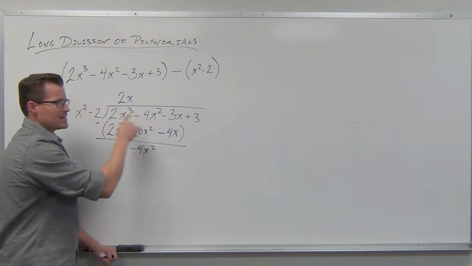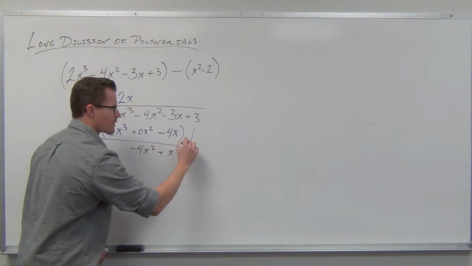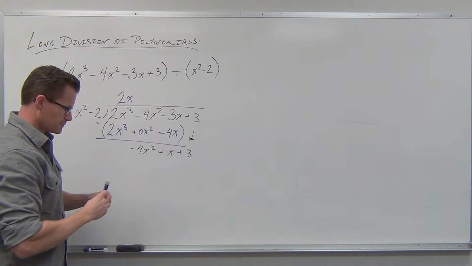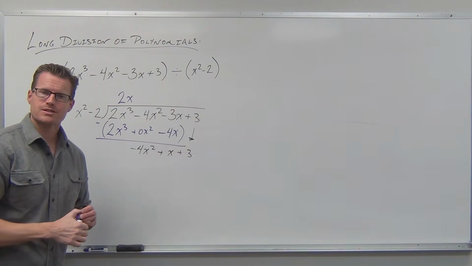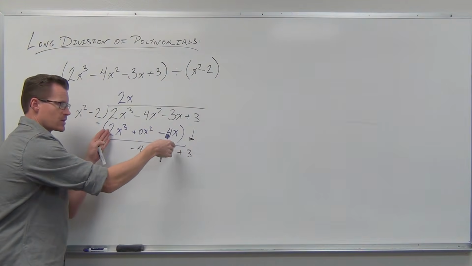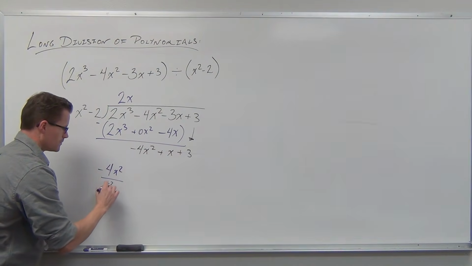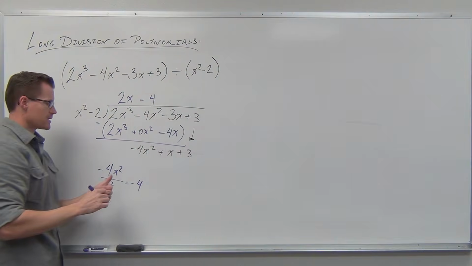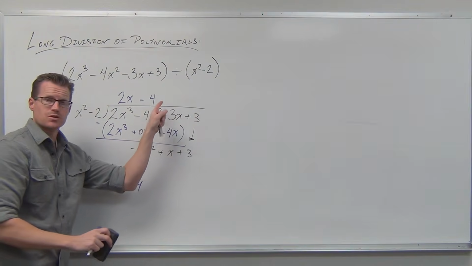Negative 3x minus negative 4x. Oh my gosh, I'm adding now. That's plus x. And let's bring down our last term. Okay, now to figure out the next term. Honestly, it's just first term divided by first term. So we did that once, we distributed, we subtracted. We're going to do that again. That's negative 4. That's what goes here. So minus 4. First term divided by first term gives you what goes in your quotient.